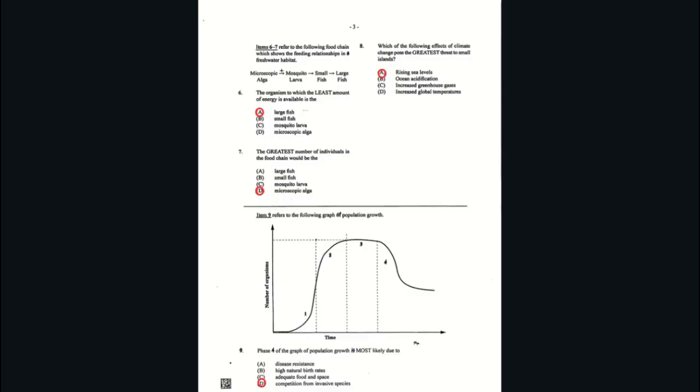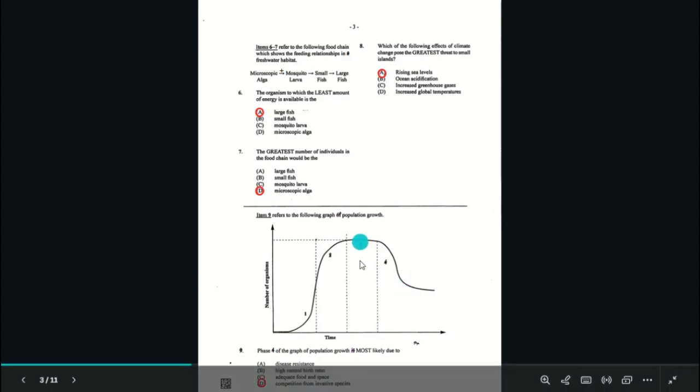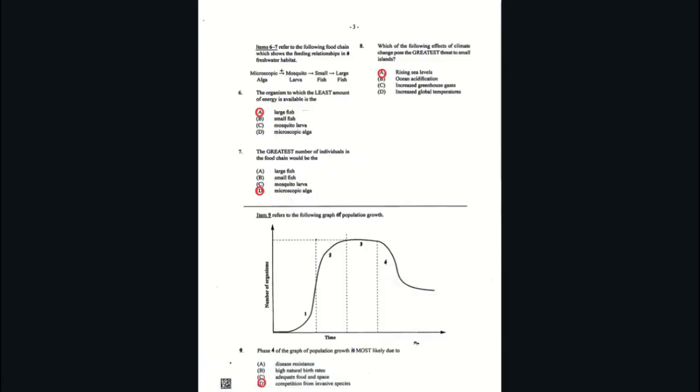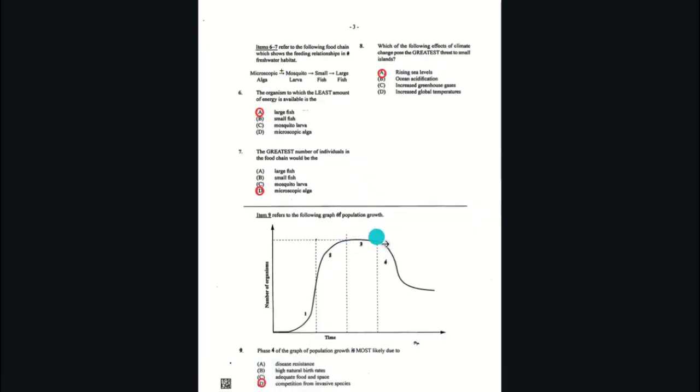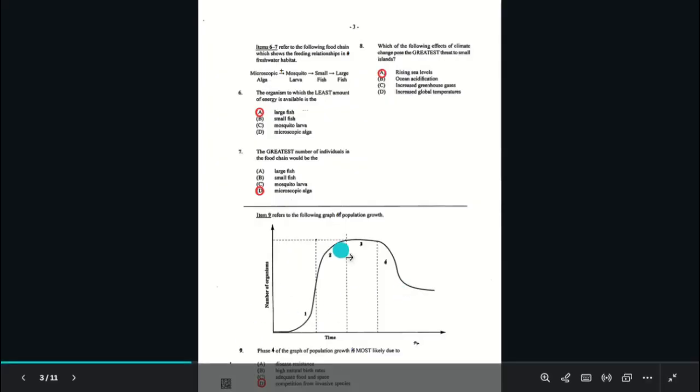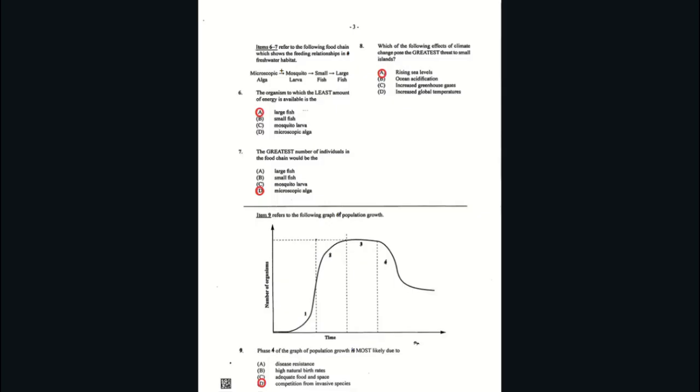So now we have number 9, and it says, number 9 refers to the following graph of population growth. Phase 4 of the graph of population growth is most likely due to the competition from invasive species, right? So we can see that this is clearly phase 4, and basically what you can see happening here is that the population obviously rose, increased in numbers, and then it leveled off, and then at 4 it is dropping, right?